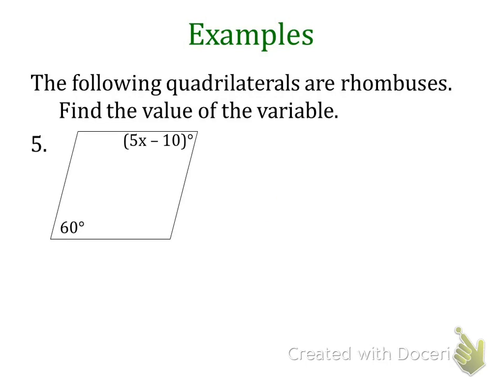So next example. X equals what? 8? What's the last one? 4. So opposite angles are congruent. They're across from each other and they're the same.